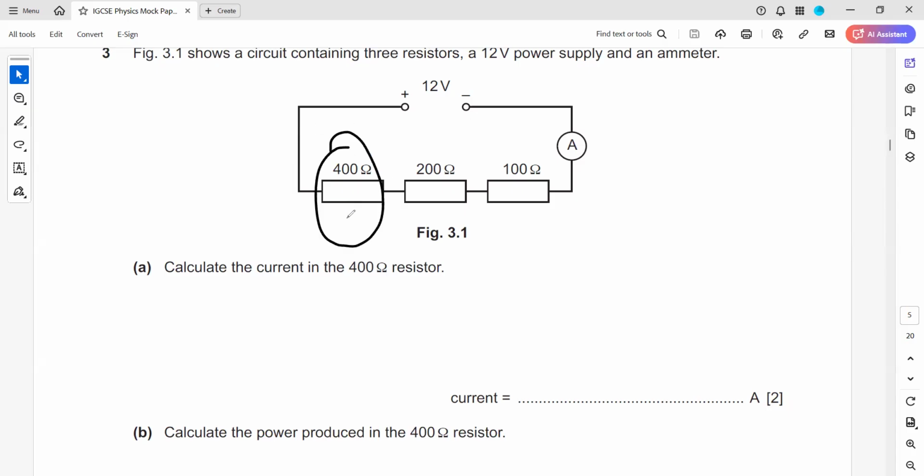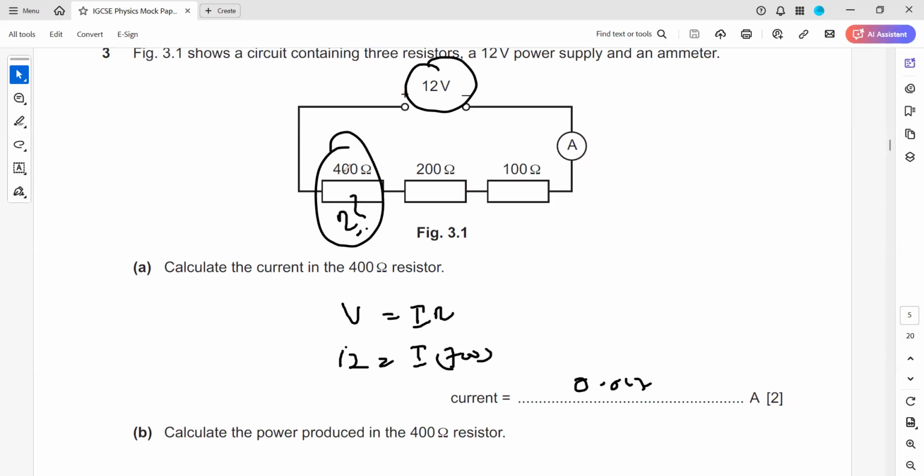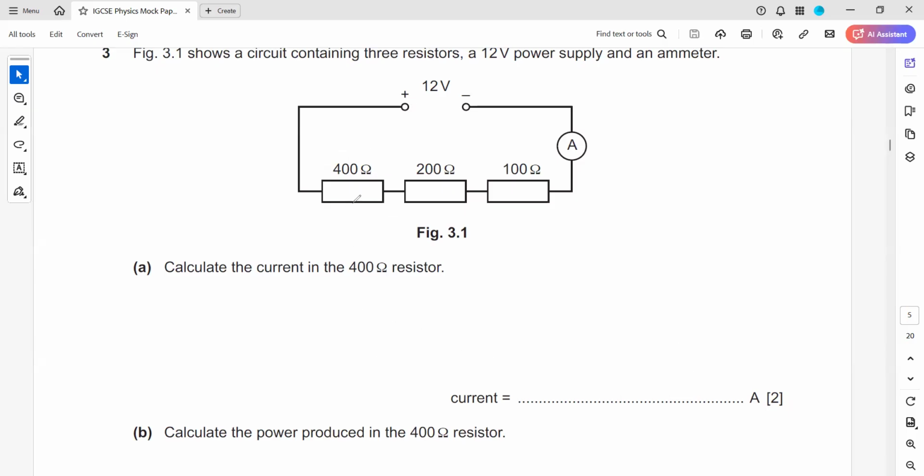So because we don't know the voltage here, that is why when I use the formula V equals IR, I did not substitute 400. I used the total voltage 12 and the total resistance which is 700. So I got the current 0.017. Why did I not use the resistance 400? Because I don't know the voltage across the 400. If we knew the voltage across the 400 ohm, yes, I can use the formula and I'll get the same result, 0.017. And as they're connected in series, the one with the high resistance will have more voltage and the one with the low resistance will have less voltage.